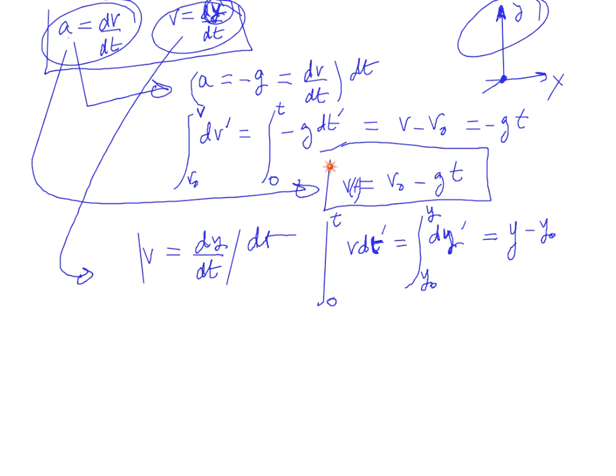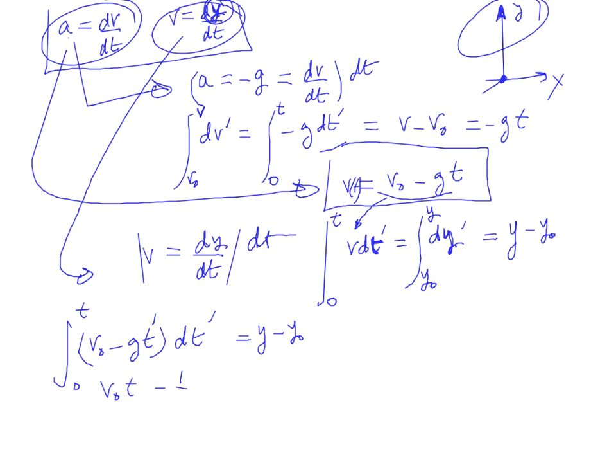But we just did it here. So it's easy. We just substitute this here. And therefore, we have v naught minus gt dt prime from 0 to t. And now we can integrate easily. Again, a polynomial, the most basic integration ever. This will give us v naught t, and this will give us 1/2 gt squared.